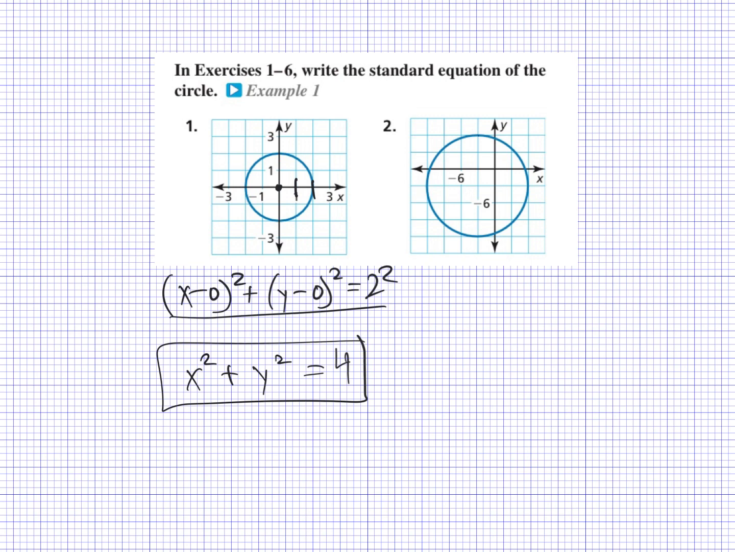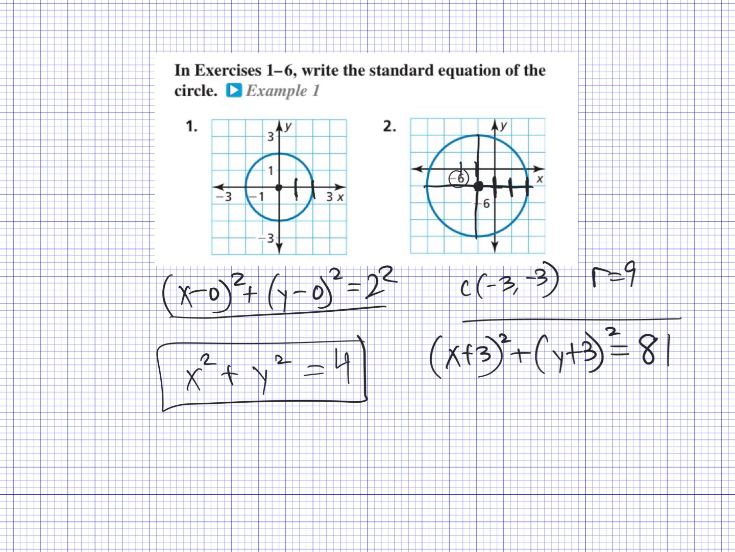Number 2, what we need to do is find the center. So you draw some diameters, and there's our center. Now notice we're going by 3's for each of these spaces. So the center is at negative 3 and down 1 hash mark, which is negative 3 as well. What about our radius? Going by 3's: 3, 6, 9. So our radius is 9. How do we write that? (x plus 3) squared plus (y plus 3) squared equals r squared, which is 81.